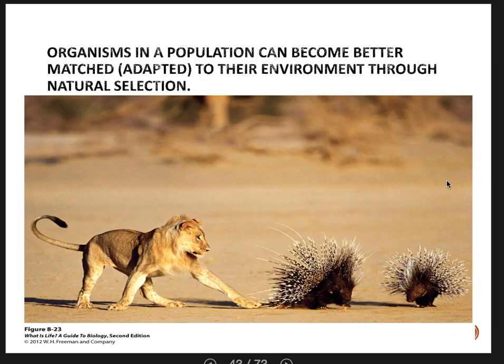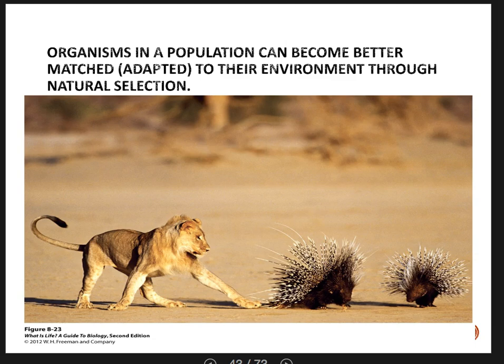So now that you've got all this information under your belt, now that you understand a little bit more about how organisms in a population can become more and more matched, more and more adapted to their environment through natural selection, you can start to see how porcupines can evolve these amazing quills as a defense mechanism against the environment they live in, which is an environment filled with lions. As a consequence of any environment that an organism lives in, they become more and more matched, more and more adapted to that environment.